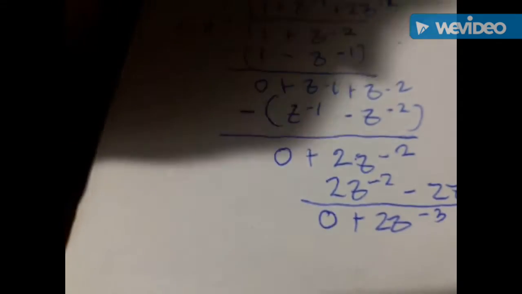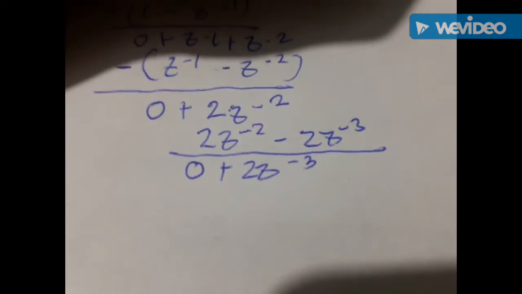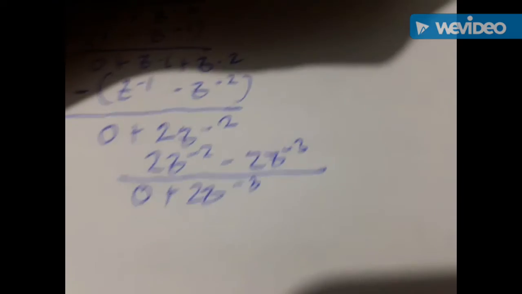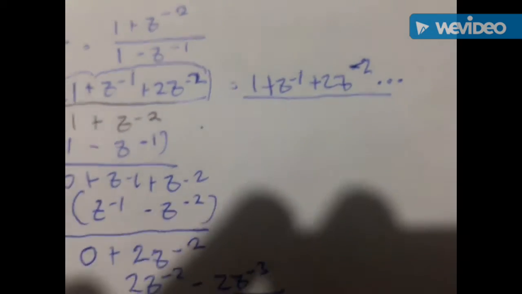So you see, 2z^-2 minus 2z^-3 gives 0 plus 2z^-3, getting this answer: 1 plus z^-1 plus 2z^-2, and so on, since it is a continuous function for a non-terminating series. That's the answer.